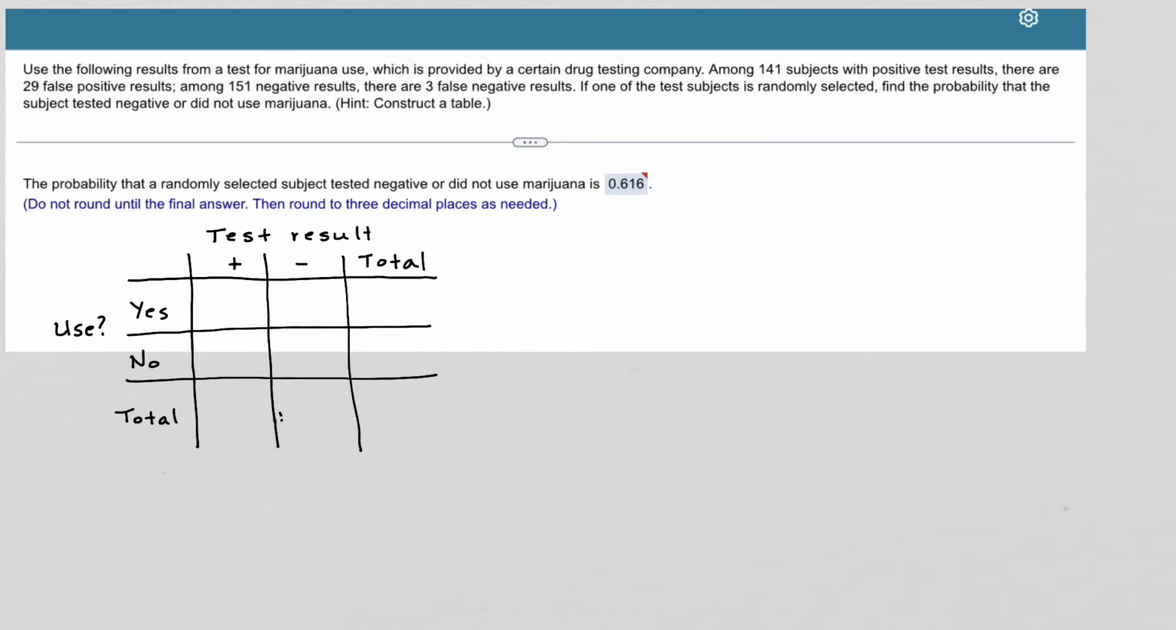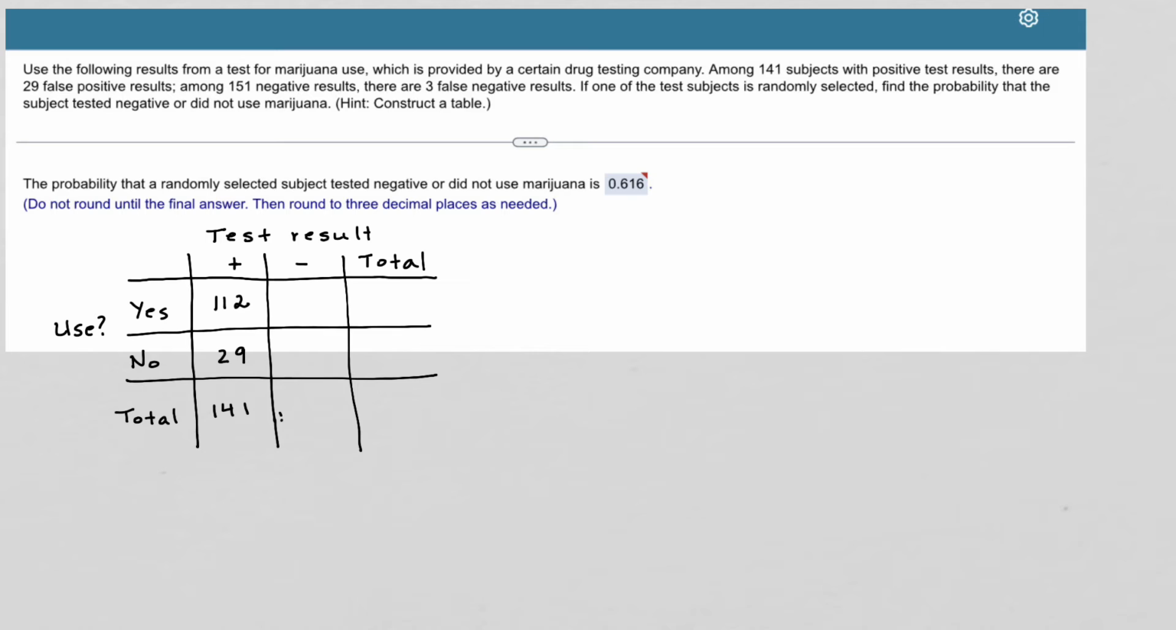the information they gave us, 141 subjects have positive test results. So that's the total here. And there were 29 false positives, which means that they were not using marijuana, but they tested positive. So we're going to put 29 here, and that means that there were 112 that tested positive that were using marijuana. And you would expect to have a lot more people testing positive after using marijuana than after not using it, so that makes sense.